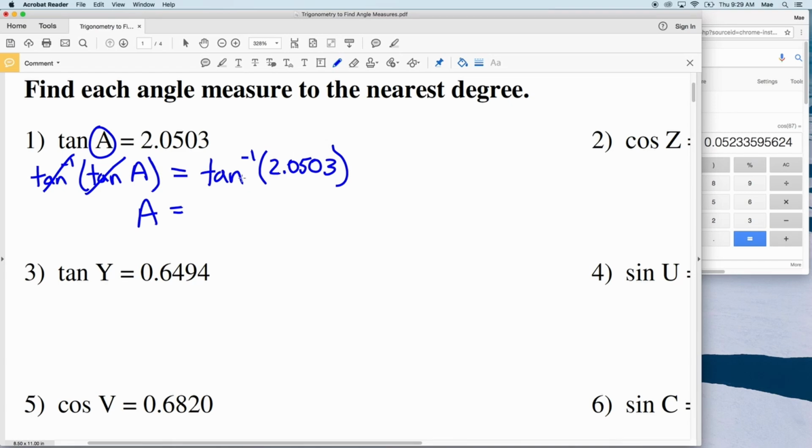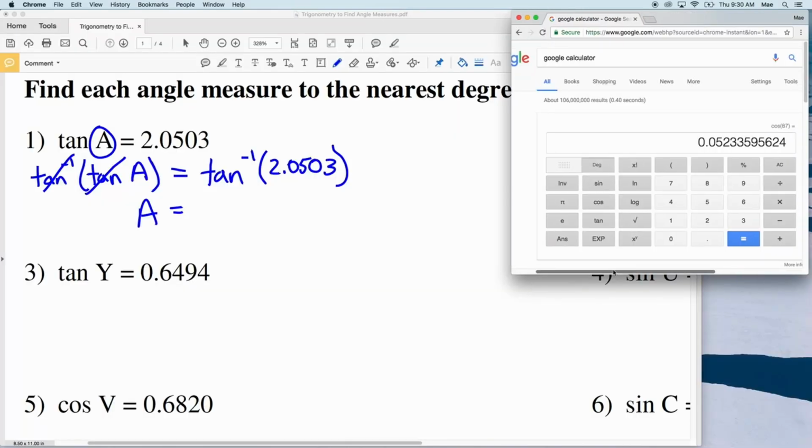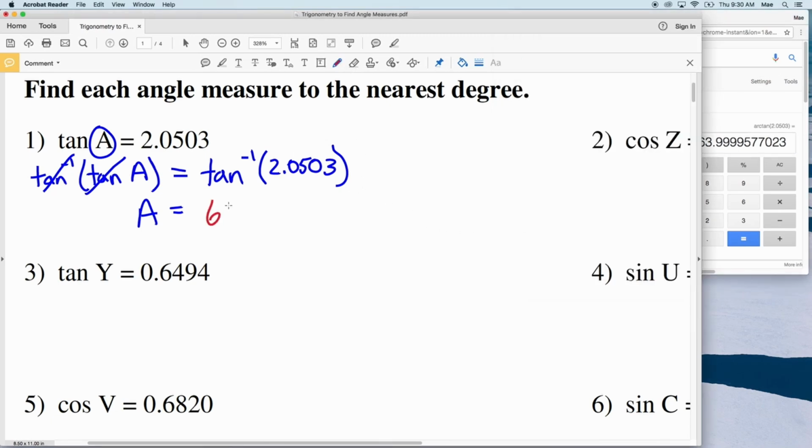If you have a calculator handy, you can enter that in, or you can just go to Google Calculator. We're doing the inverse tan. Before we do that, make sure your calculator is set to degree mode, not radians, since we're finding the angle to the nearest degree. We click the inverse, so the arctan, and type in 2.0503. That gives us 63.999, which rounds to 64 degrees. So the measure of angle A is approximately 64 degrees.